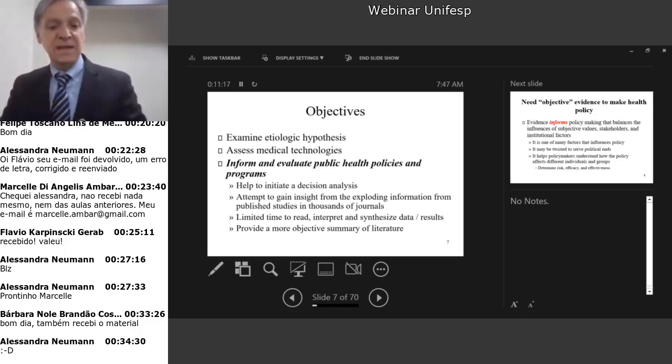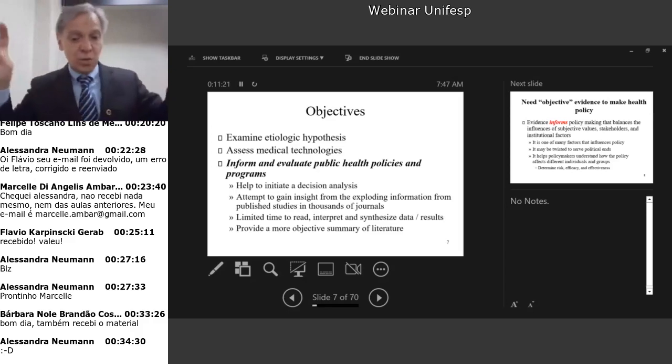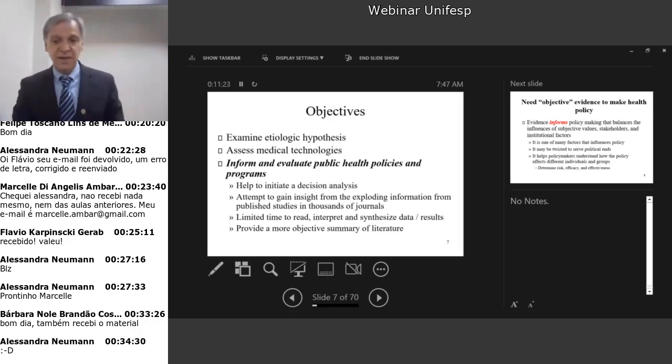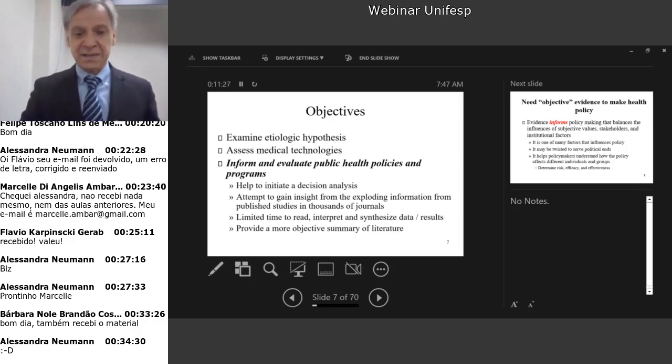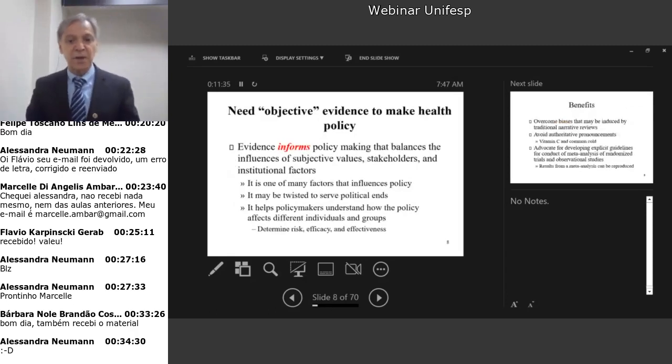And then you got the meta-analysis. So in the ranking of the level of evidence today in the world of academia, and especially NIH funding, top research in America, the meta-analysis goes big. So you need objective evidence to make public health policies.